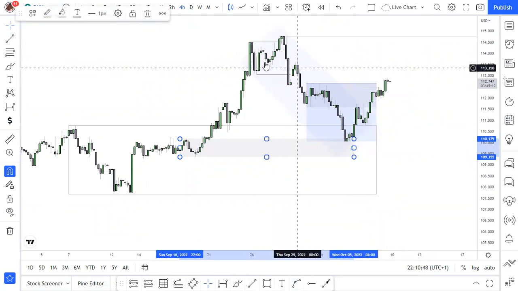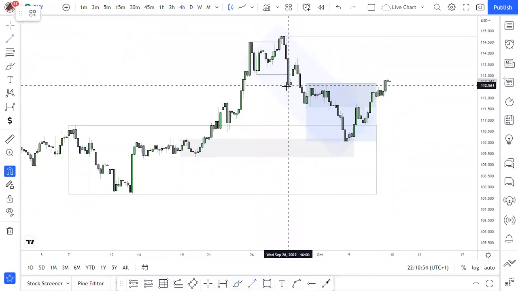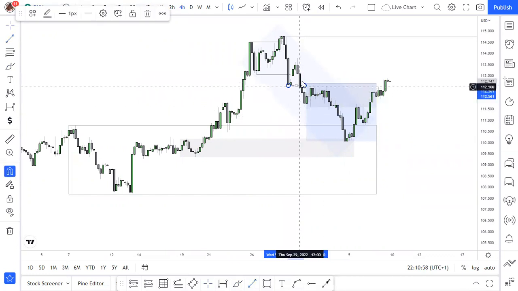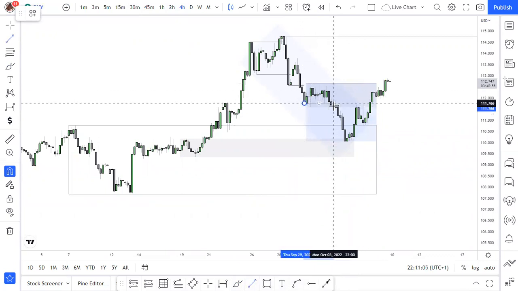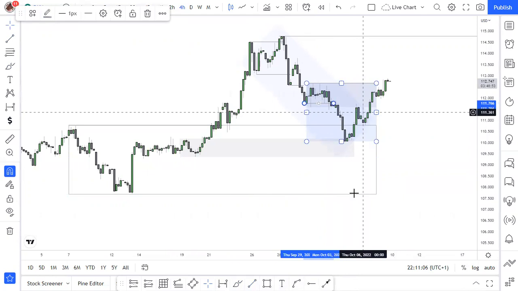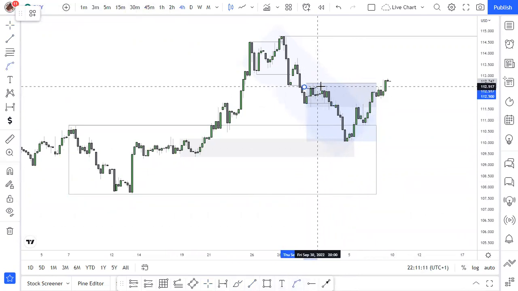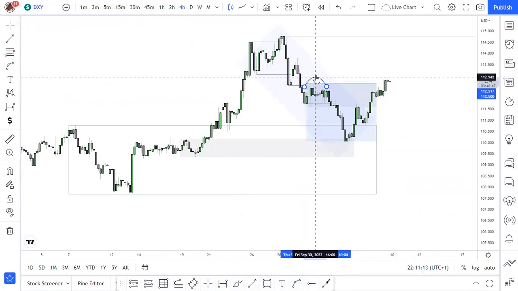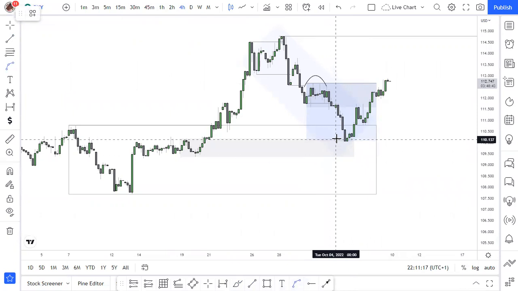So here we had the break of structure and we saw price pull back into the range, respect the range, and then we had another break of structure here. Price pulled back, respected the range, and the bearish market structure just continued. So we had a break here. So this was our last lower high on the 4 hour. This was our low.